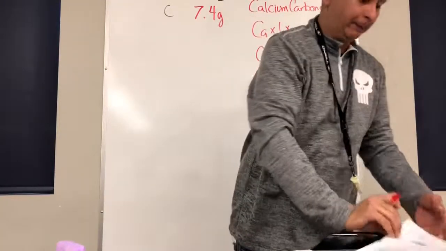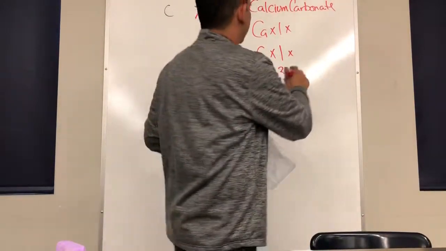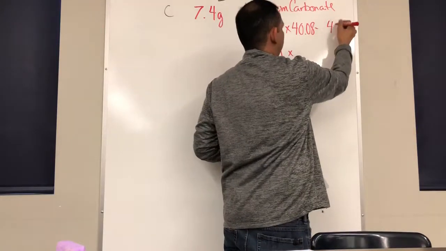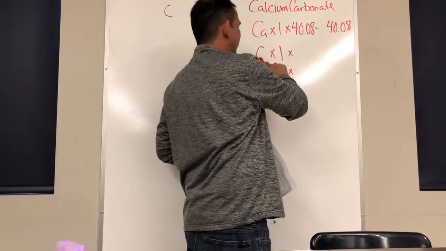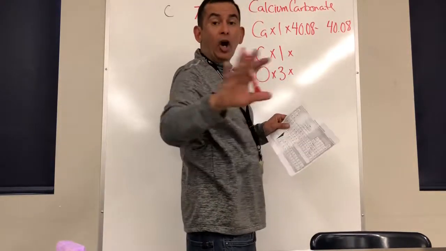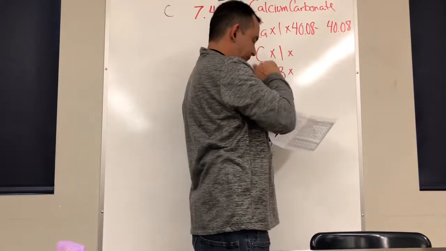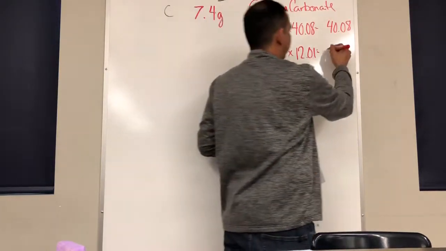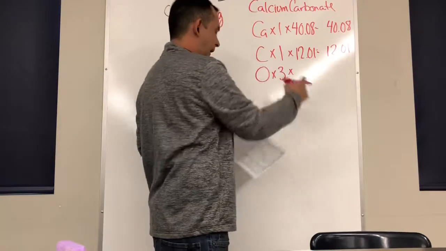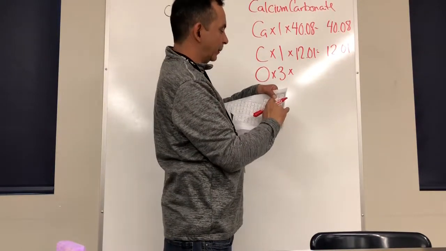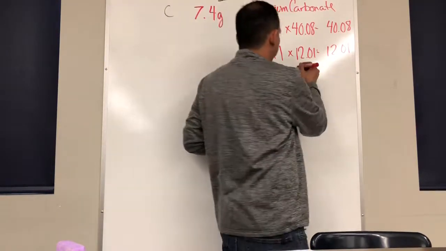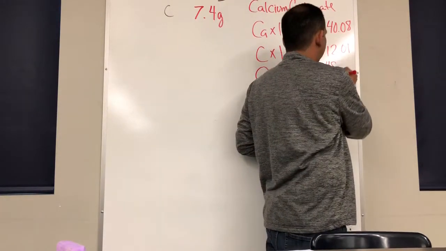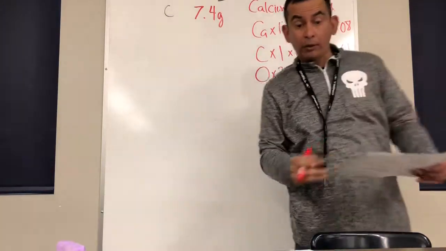Now we need the periodic table. Calcium, 40.08. 40.08 times 1 is 40.08. Carbon, we're going to go with 12.01. 12.01 times 1 is still 12.01. 3 times the molar mass of oxygen, which we find in that little box at the bottom, 16.00. 16.00 times 3 will be 48.00. And again, we're talking about grams.